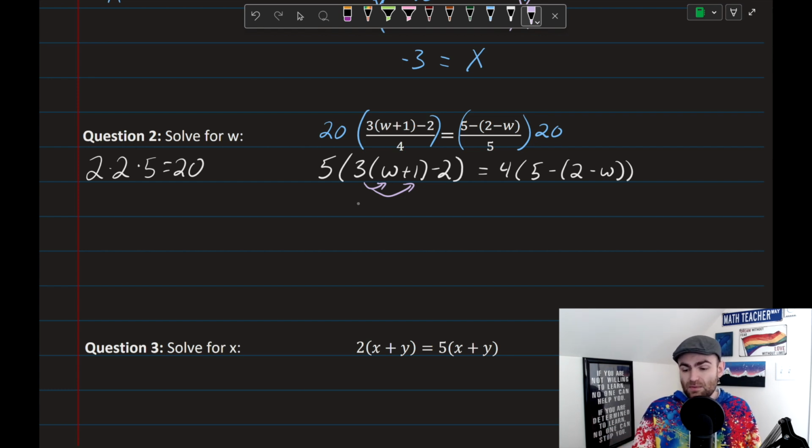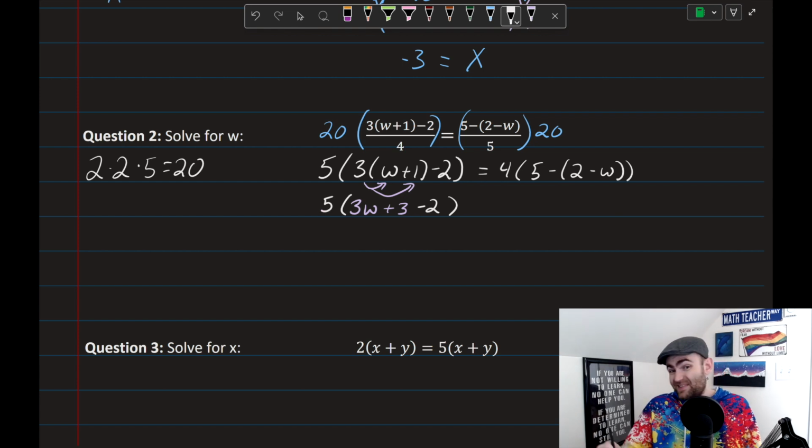3 times w is 3w. 3 times plus 1, or positive 1, is plus 3. And then we have that minus 2. Now these outer parentheses still exist because of the 5.